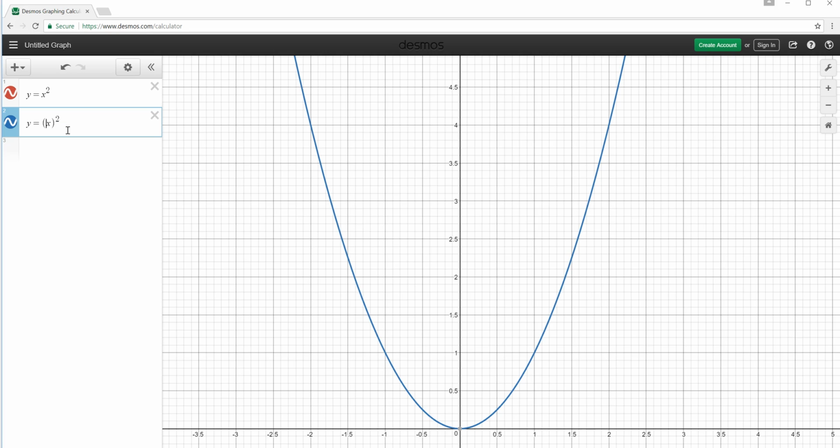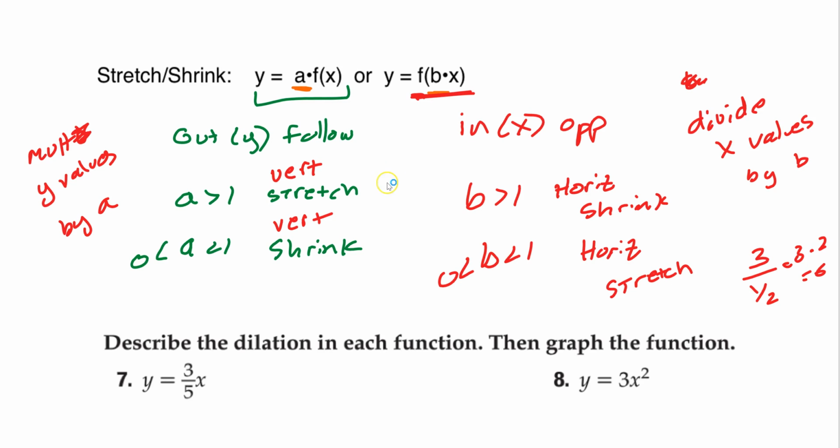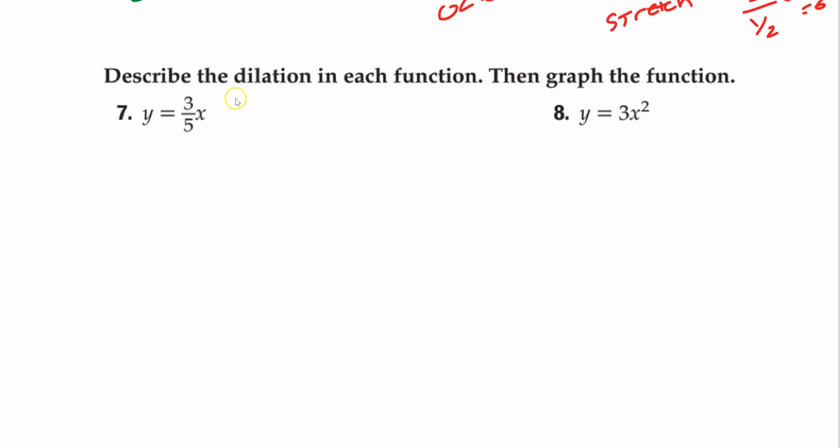Like, let's say I put (3x) squared right there, right? That's a horizontal shrink, right? It makes it horizontally smaller. It's the same thing as a vertical stretch. Let's say I simplify that out, I just square everything. I get 9x squared. Exact same graph, right? It's the same thing as a vertical stretch. So in this case, I have a vertical stretch, which makes it skinnier, or I could have a horizontal shrink. Same thing. So they also call it dilation.